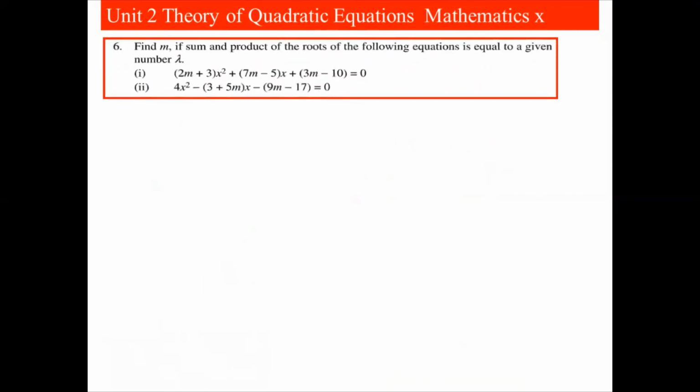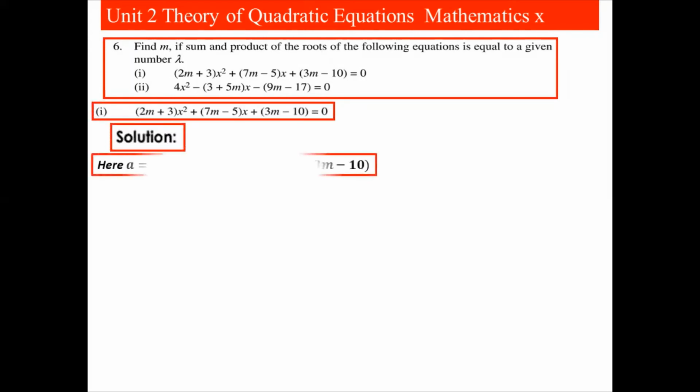Question number 6. Find m if the sum and the product of the roots of the following equation is equal to the given number lambda. So we have to put sum of the roots and the product of the roots equal to lambda. The first part is (2m plus 3)x square plus (7m minus 5) times x plus 3m minus 10 is equal to 0. This is the first equation.